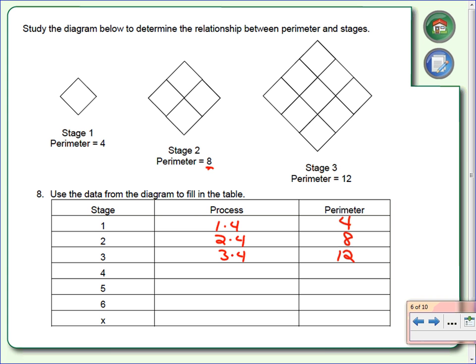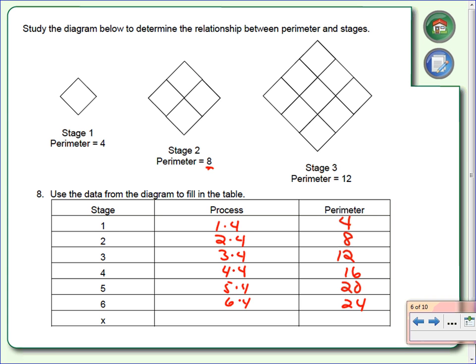So if I keep doing the same thing, it'll give me the others. The next one will be 4 times 4, which is going to be 16. Then 5 times 4, which is 20. 6 times 4, which is 24. So even though I don't have the pictures to look at, it's very easy to find the perimeter on each of these stages here.